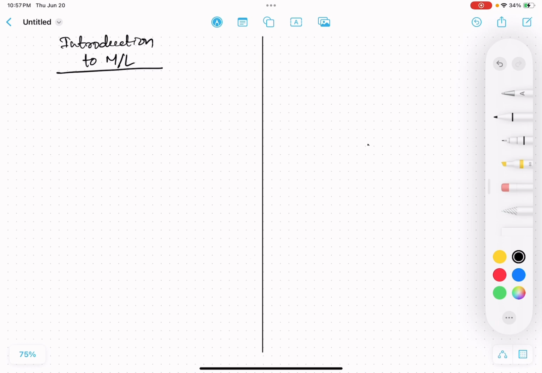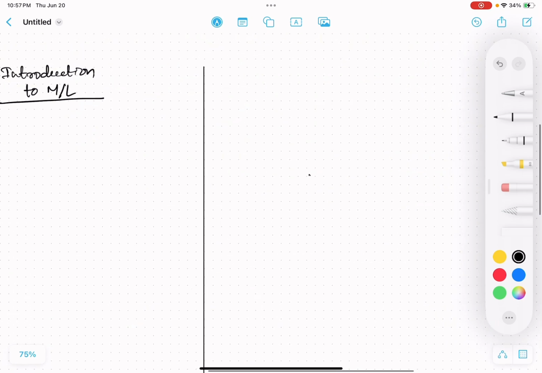So first, we'll look at what is machine learning, and then we will understand the different types of machine learning, and after that we will go into regression, support vector machines, random forest and all that. Those are like step 2, right? So first, let's understand what is machine learning.